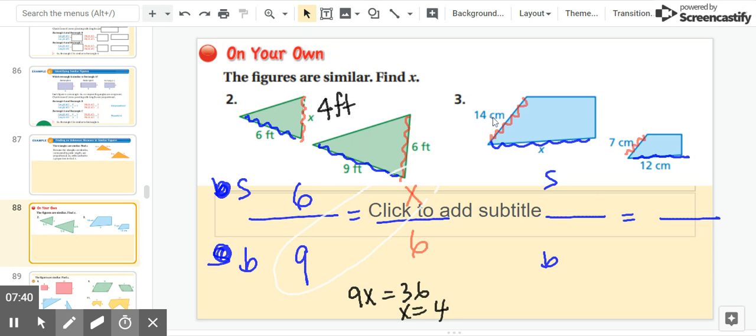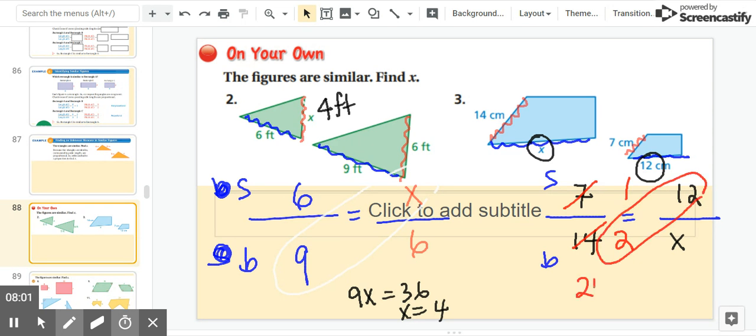And now smaller one 7, bigger one 14. Smaller one 12, bigger one x. So you do cross multiplication. I would simplify here first, like 1 to 2, because I don't want to deal with really big numbers. If you do that, it's going to be 24 is equal to x. You just got the answer. This is 24 centimeters.